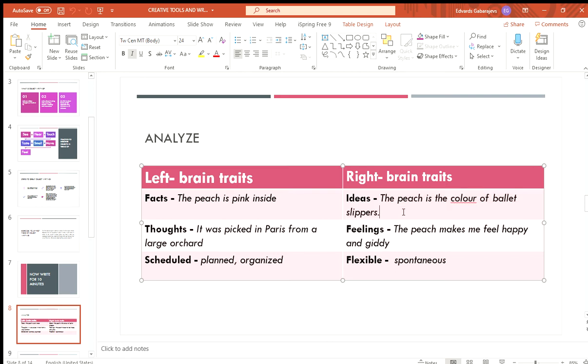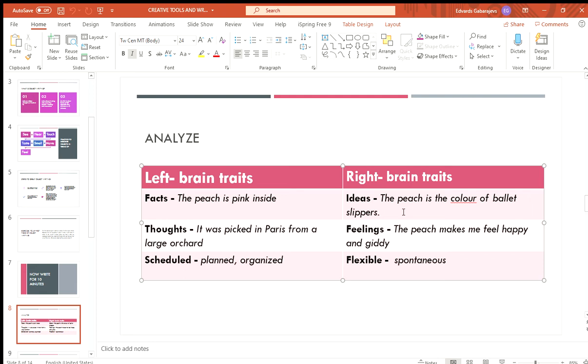So basically nobody can, it's subjective. You can't say whether it is or is not the color of ballet slippers. It's kind of an arguable thing, and that means it's an idea. It's an idea or an opinion of somebody rather than a strict fact.